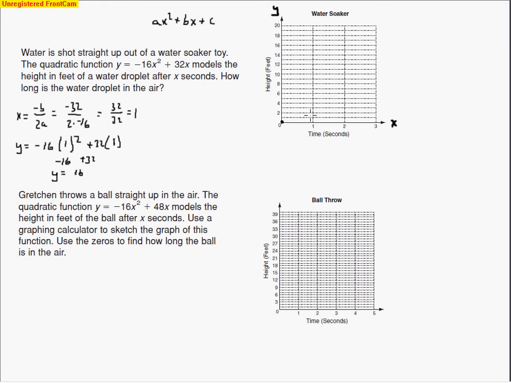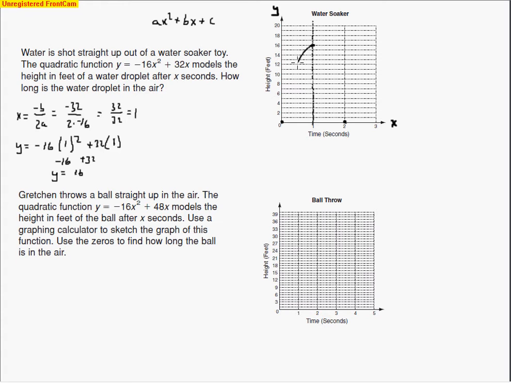So if we go over 1 second, remember this is our axis of symmetry. After this 1 second, the water droplet has made it to its highest point, and then it will start its decline back to the ground. And so we go up 16 spaces, and that's our point. That means we have the axis of symmetry right here. If we use symmetry, we can find the other point that's opposite of this, and that is at 2 seconds.